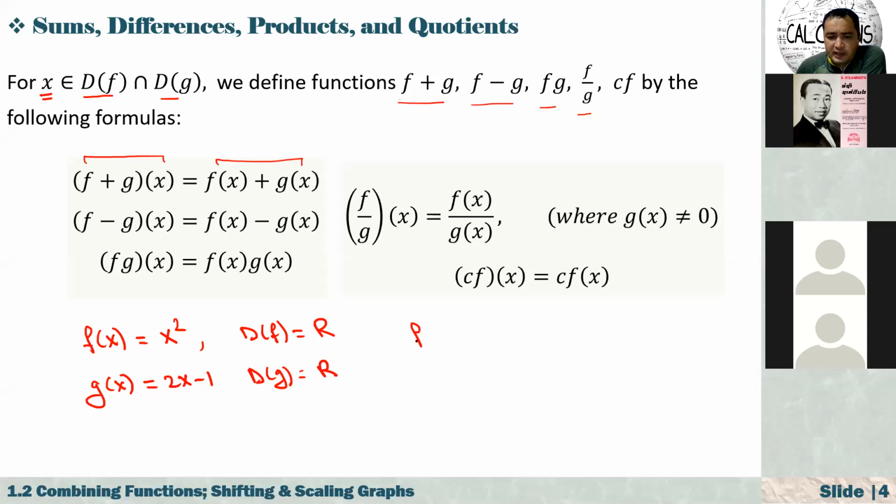Then by adding this, f of x plus g of x, we are producing a new function. That means we are just combining these two functions by addition. So what is it? It's just x squared plus 2x minus 1. Now we got another quadratic function by adding these two functions. Now what is the domain of this function?